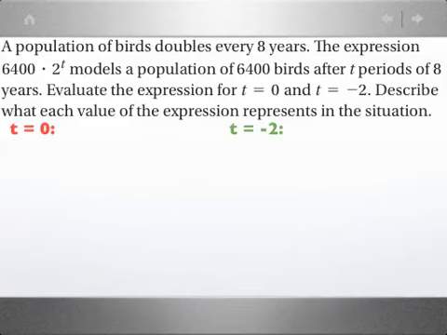A population of birds doubles every 8 years. The expression 6,400 times 2 to the t power models a population of 6,400 birds after t periods of 8 years. Evaluate the expression for t equals 0 and t equals -2. Describe what each value of the expression represents in this situation.